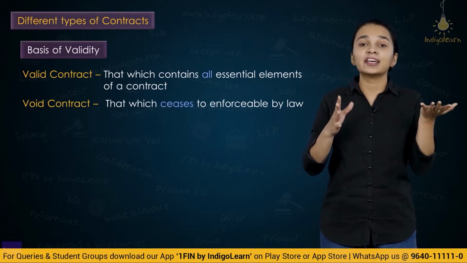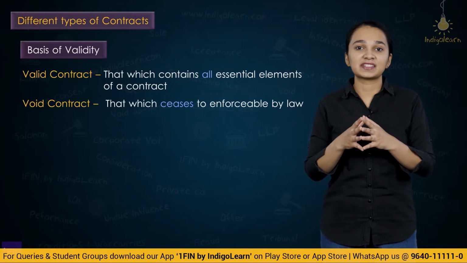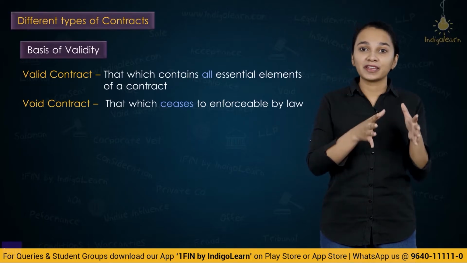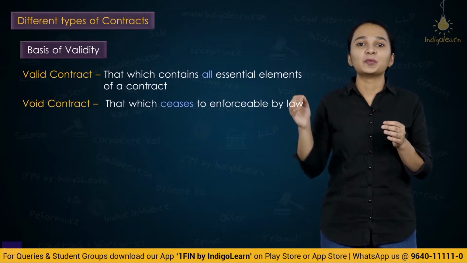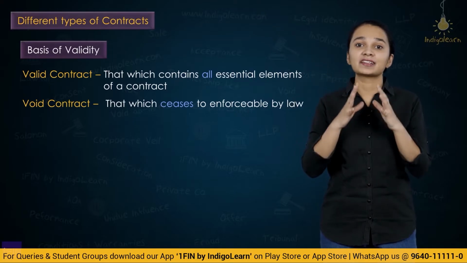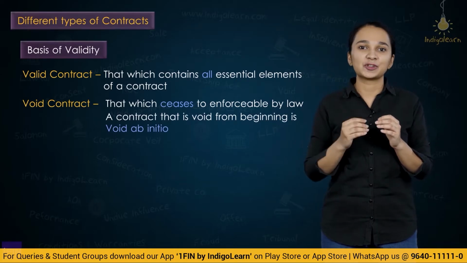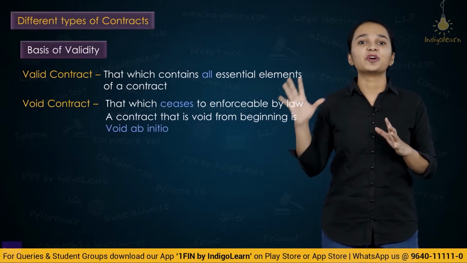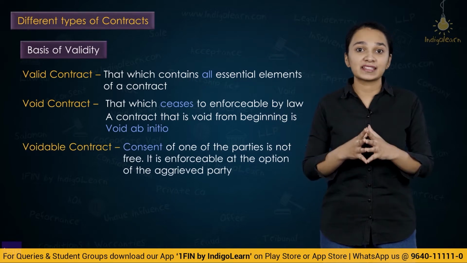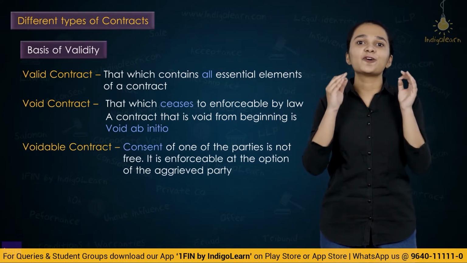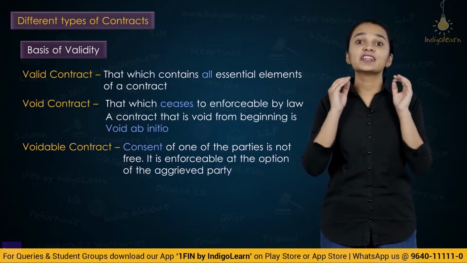It may be valid in the beginning, but later on, due to the happening of any event or change in the circumstances, the contract may become void. And if a contract is void since the beginning, it is called void ab initio. Then we have understood what is a voidable contract. This is a contract which usually comes into existence when the consent of one of the parties is not free.